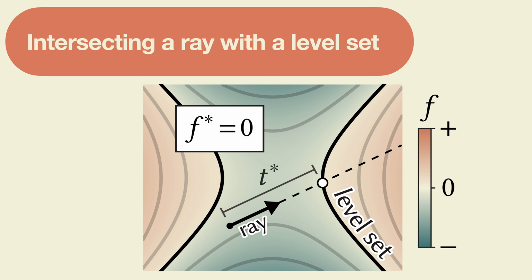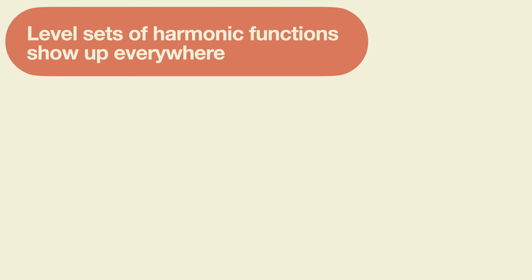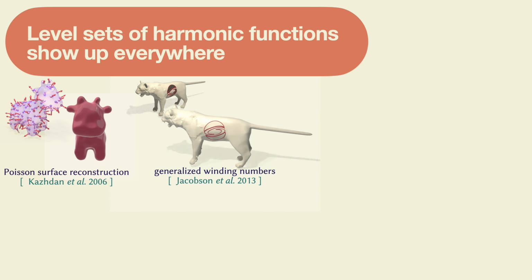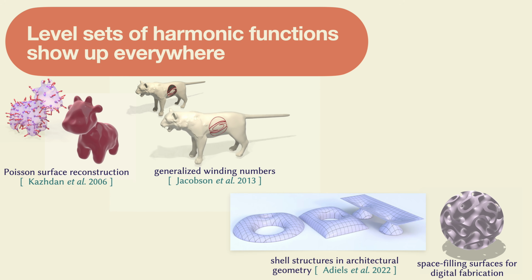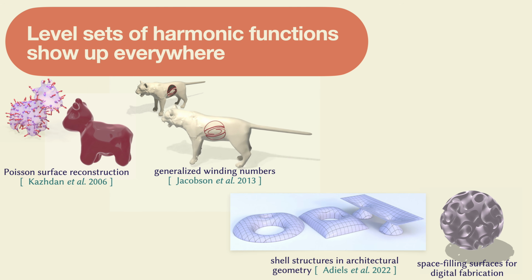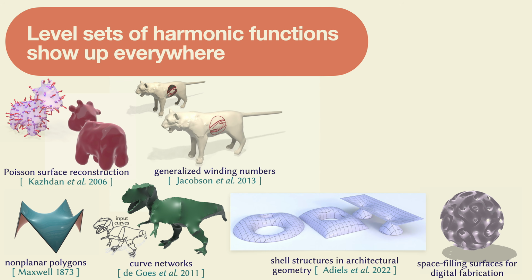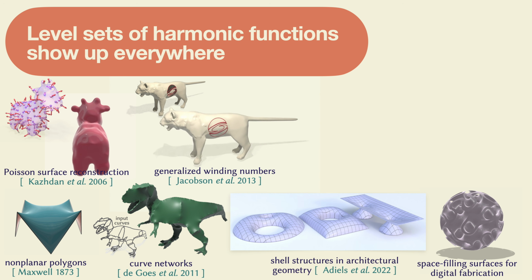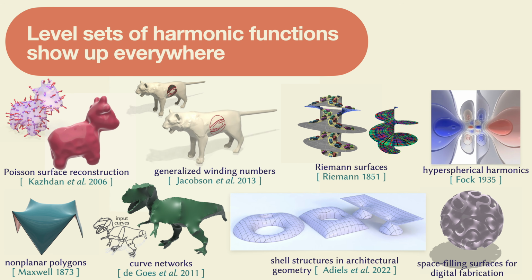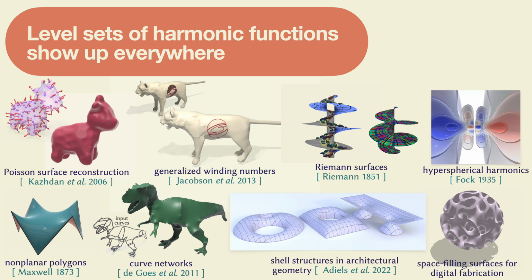And while this may sound kind of specific, it turns out that level sets of harmonic functions show up everywhere. To name a few examples, they show up in reconstruction algorithms like Poisson surface reconstruction or mesh repair with generalized winding numbers. They show up as shell structures in architectural geometry and space-filling surfaces in digital fabrication. They can be used as spanning surfaces for nonplanar polygons and curve networks, and they also show up all over the place in math and physics, for instance as Riemann surfaces or hyperspherical harmonics.